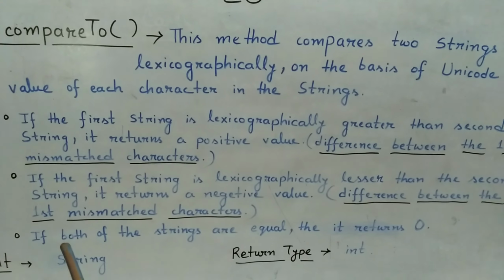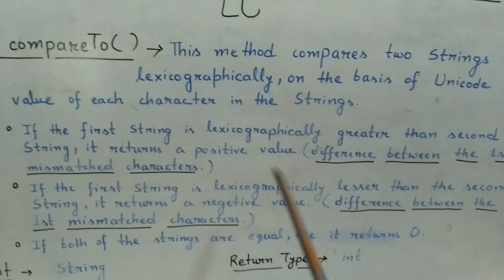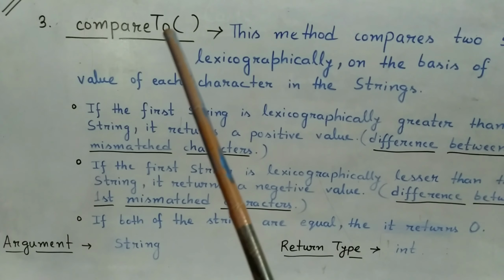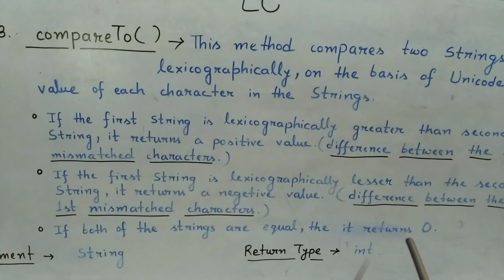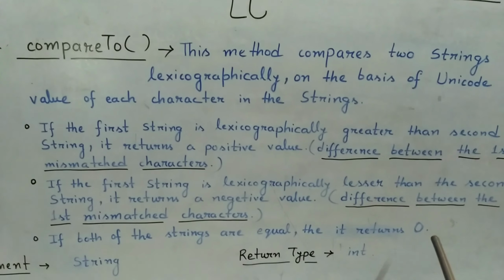The final one: if both of the strings are equal, then compareTo returns 0. The argument: compareTo always accepts a string value as an argument and returns an integer. Well, let us have some examples, and examples make things understandable.